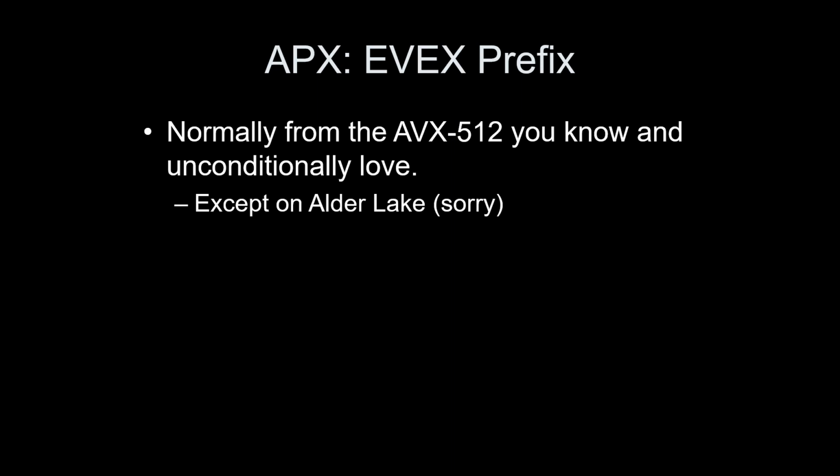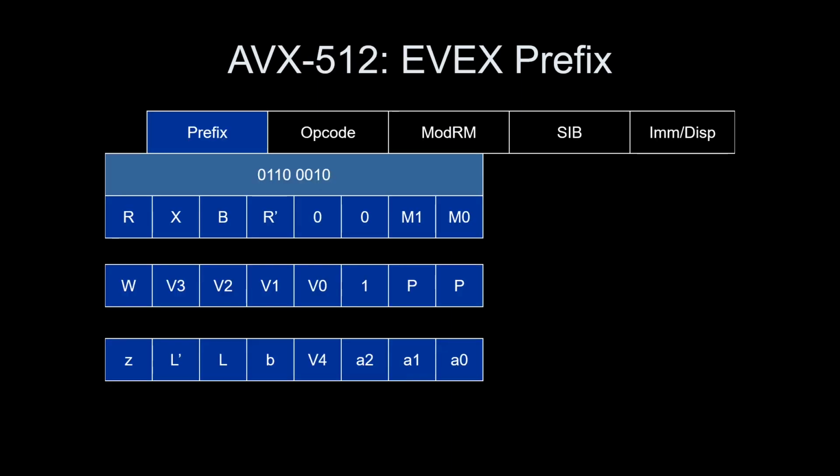We actually have another prefix, the EVEX prefix. And we are going to apply that to integer instructions. So this is what the prefix normally looks like. This is the EVEX prefix. You have a well-known first byte, and then this is actually a 4-byte total prefix. So each of these is 8 bits or 1 byte.